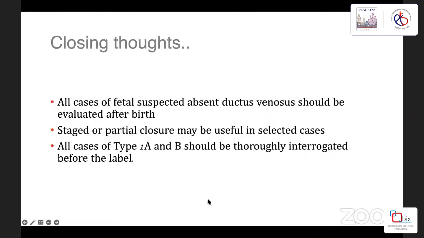So my thoughts are, all cases of fetal suspected absent ductus venosus should be evaluated after birth. A staged or partial closure may be useful in selected cases. I doubt whether so-called type 1, and type 1A and B, are really type 1 or B. We should interrogate them before labeling and sending them for transplant. We had to do a partial ligation and see the growth of the portal vein.